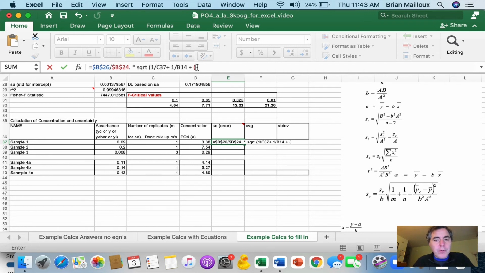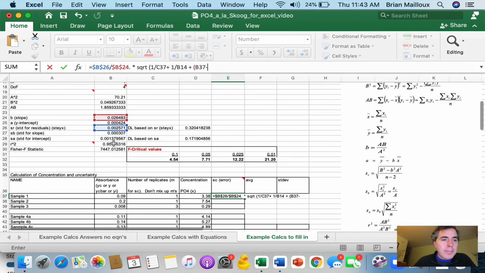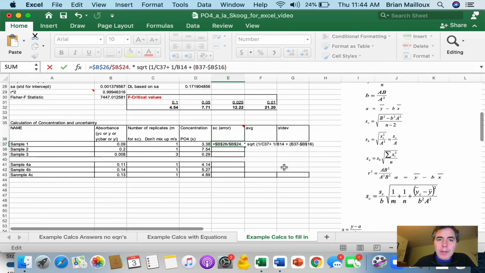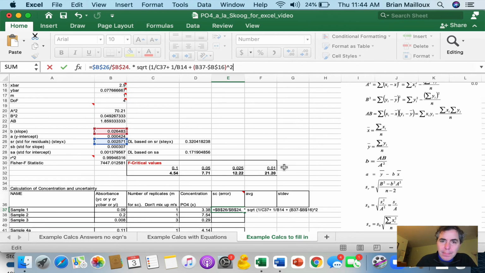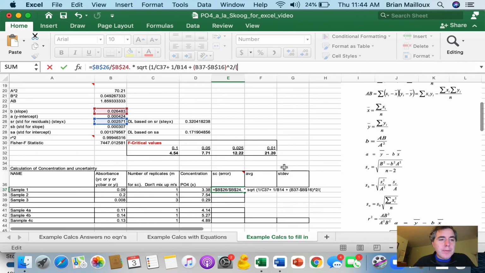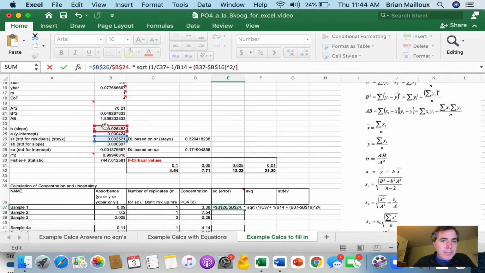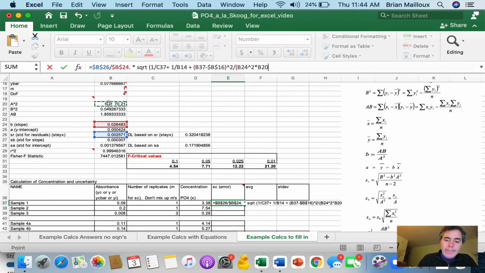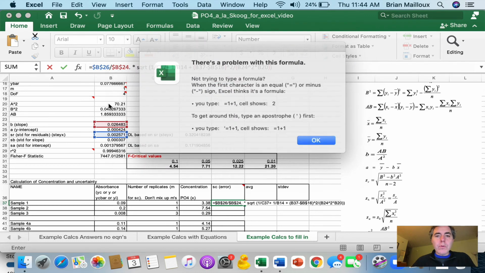YC bar, I have my little note over here, YC bar minus Y bar up here. We need dollar signs on that. Get our parentheses right. We want that whole thing squared. Then we want to divide that by b squared. Oh, we're going to divide by two things, so we need parentheses: b squared times a squared. Close that. Close our square root. Hit return.